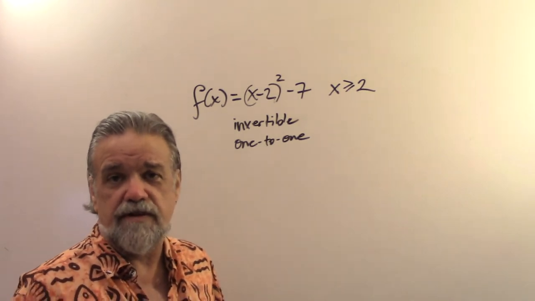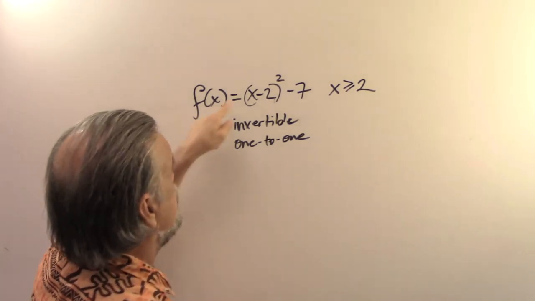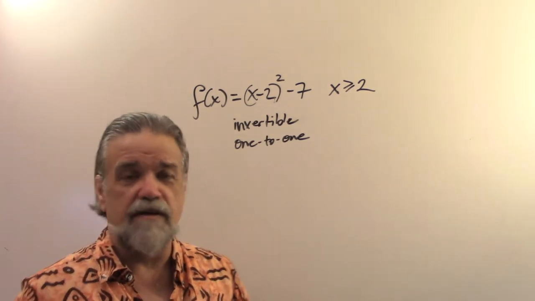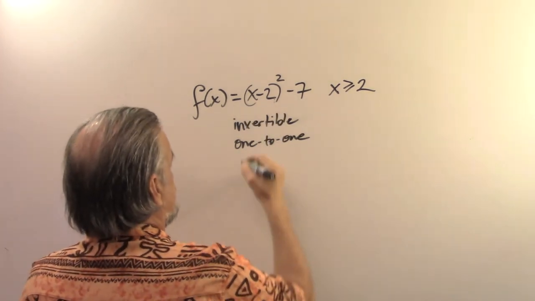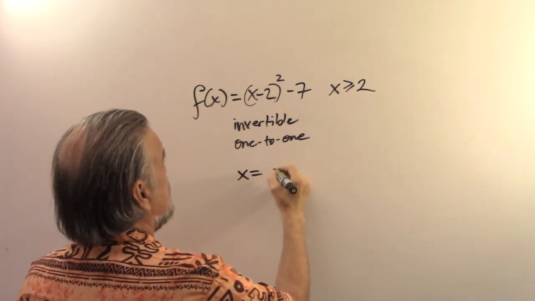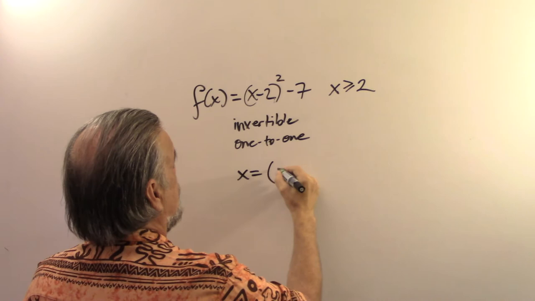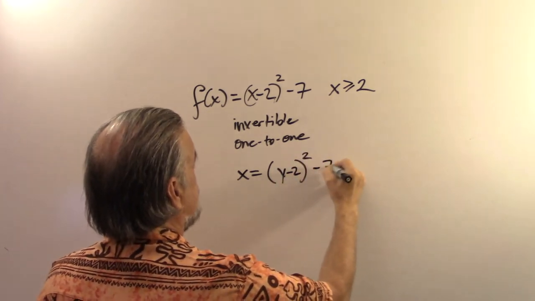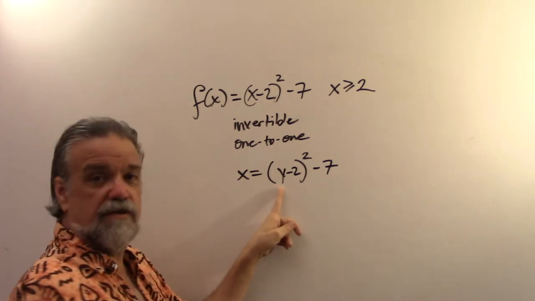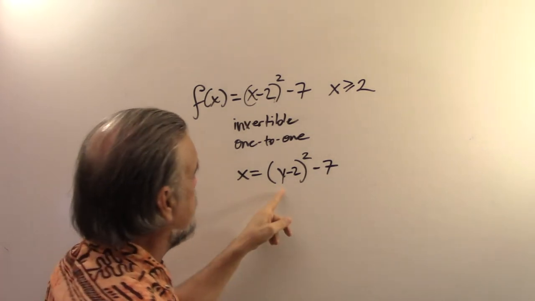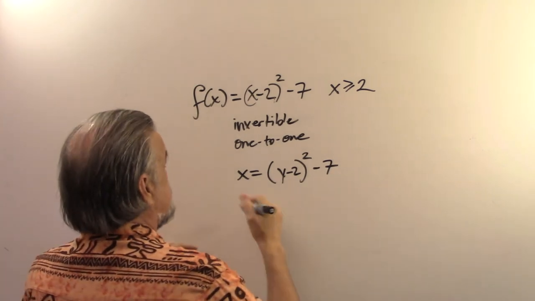All right, so let's just say, and you can arbitrarily pick whether it's going to be x is greater than or equal to 2 or x is less than or equal to 2. We're going to say it's going to be greater than or equal to 2. Now we can find the inverse. I'm going to say x equals y minus 2 squared minus 7. And then I'm going to solve for y. Add the 7 to both sides.